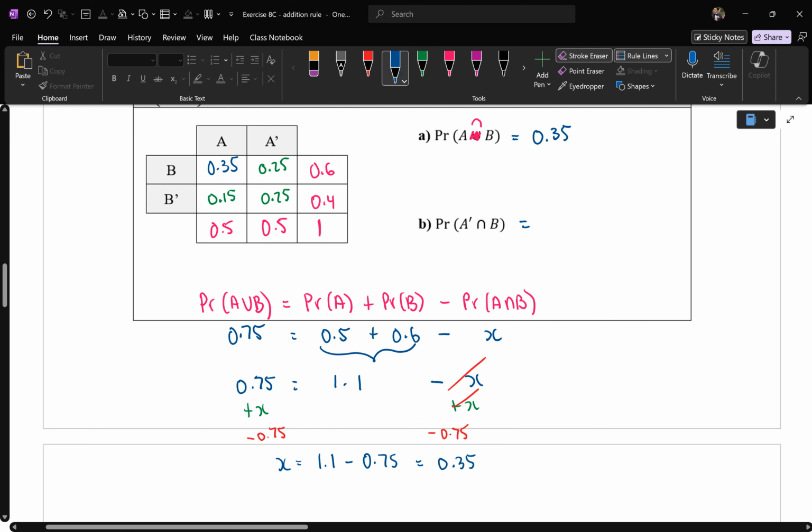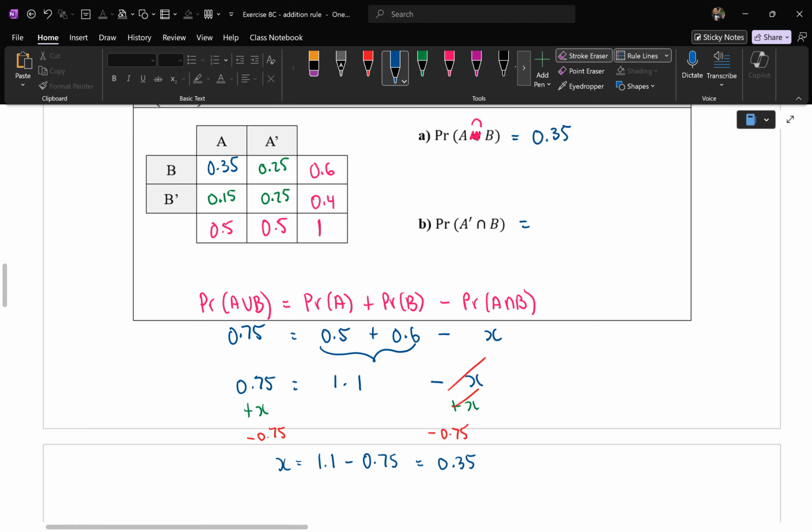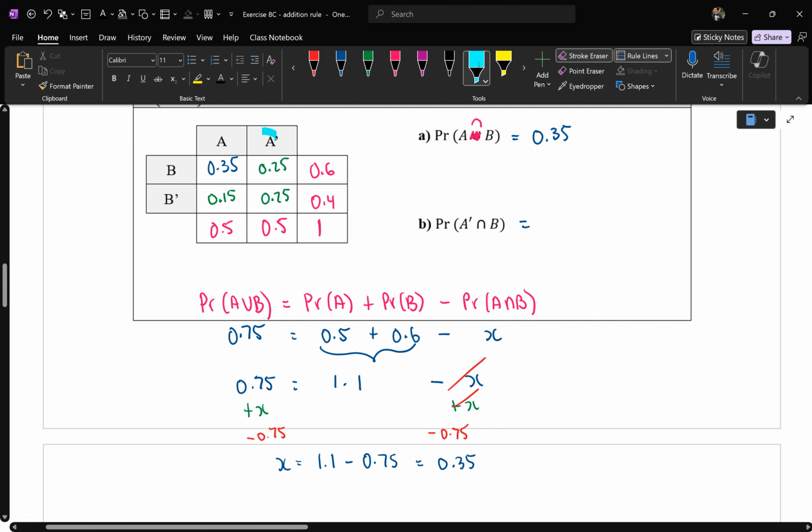So we can say, what's the probability of not A intersect with B? So not A and intersect with B. Well, this is not A intersecting with B, which is this one. So therefore, it's 0.25. Okay, so I can answer the question, that's 0.25.